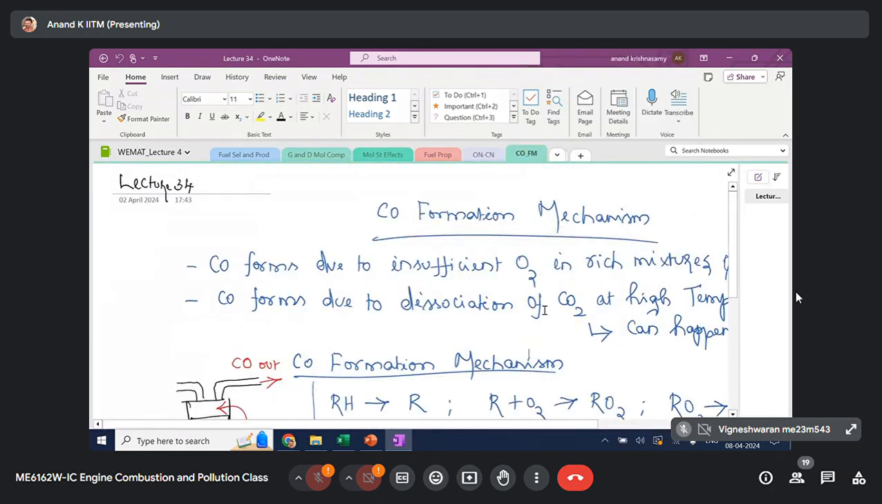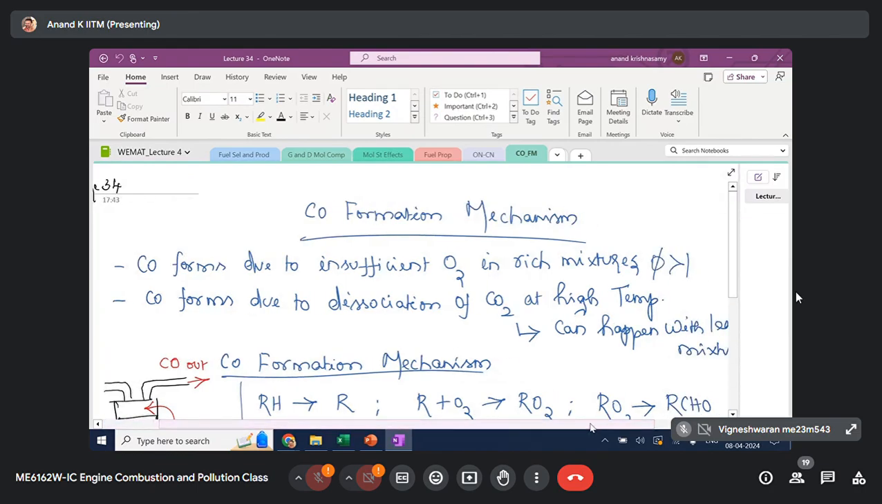So far we have discussed the NOx formation mechanism, NO and NO2 formation. Now we are moving to discuss the CO formation mechanism. CO is a pollutant in both SI engines and CI engines. In general, SI engine CO levels are very high. We have discussed that CI engine CO levels are low, primarily for the reasons we just discussed.